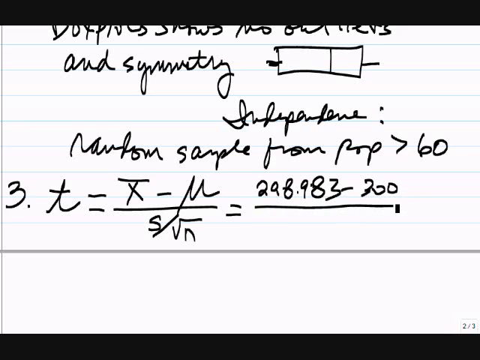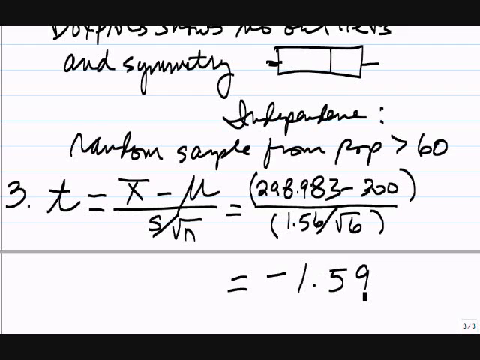300 over, what's that sample standard deviation? 1.56 divided by the square root of our sample size? 6. Okay? Got to be a little more careful with order of operation in your calculator. Put everything on the top of the fraction in parentheses and on the bottom of the fraction in parentheses, and you'll get the right number. Negative 1.59. So order of operation will kill you.